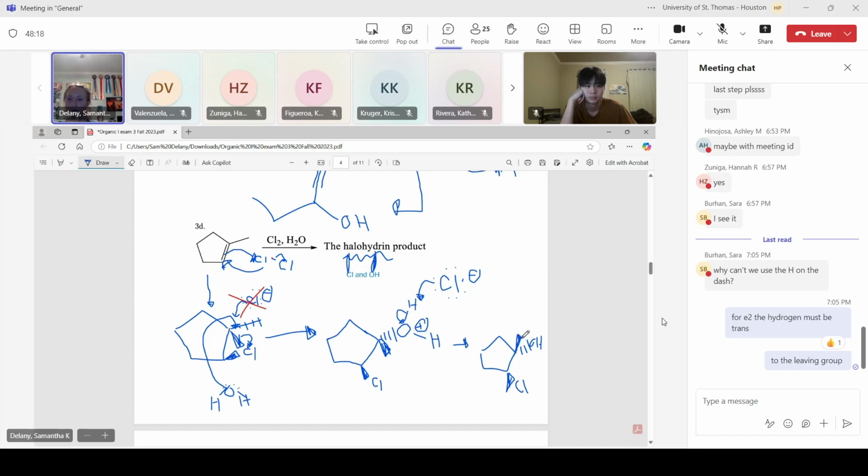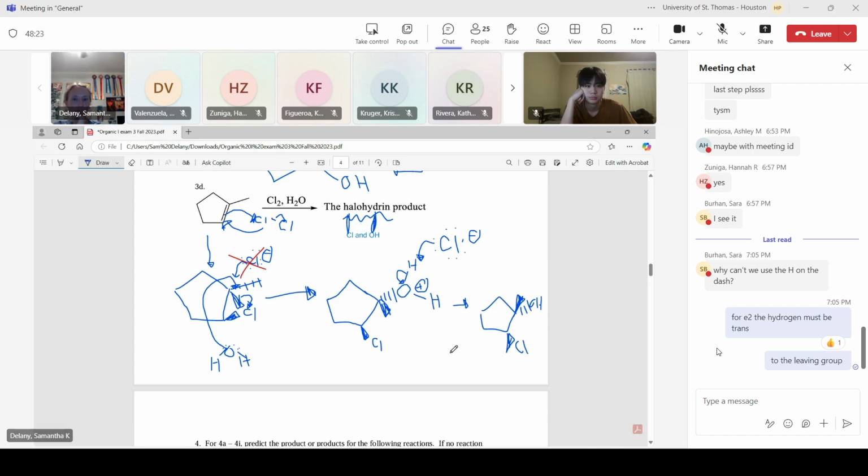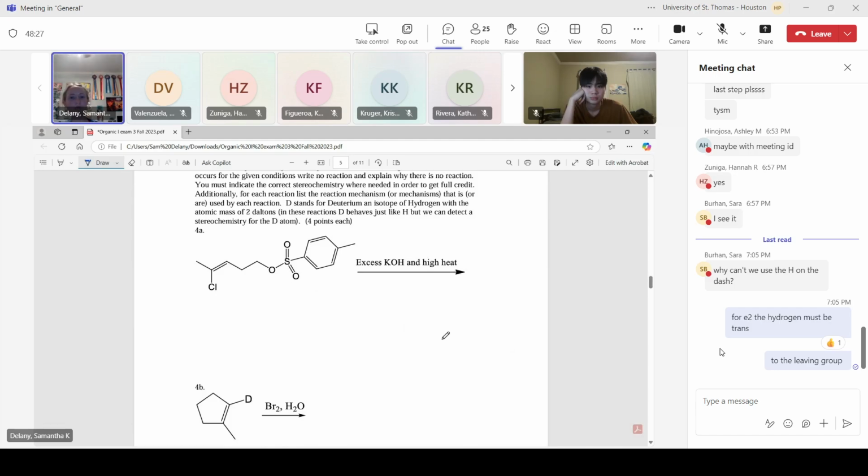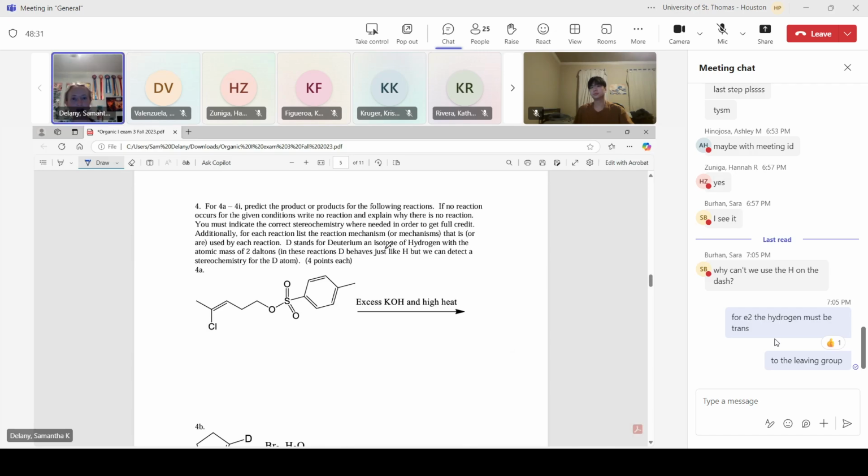Trying to make that a little prettier. All right, if there aren't any questions, I'm going to just continue right along. All right, so this one we don't have to actually draw the mechanism. Thank goodness, because a lot of these we don't know how to draw the mechanism for, but we do need to draw the final product.